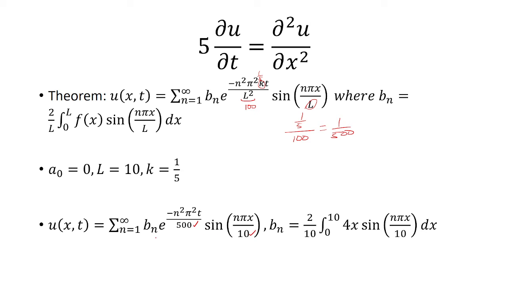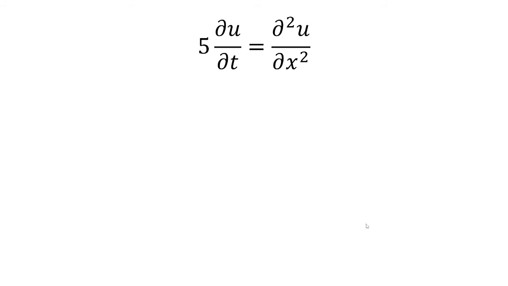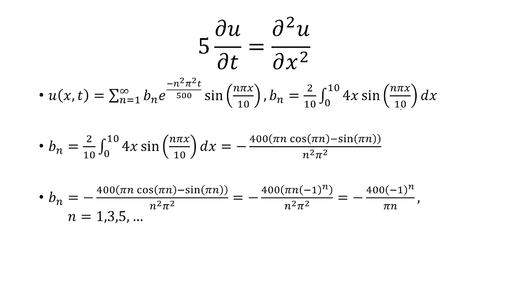And now we just need to solve for b_n. So for b_n, we do 2 over L. L is 10. Integral 0 to 10. We said from the previous slide, f(x) was 4x. And now we just need to integrate this thing. Notice that in order to integrate this, you have to use integration by parts twice. And unfortunately, it's quite a bit of work, so I just saved some time here.